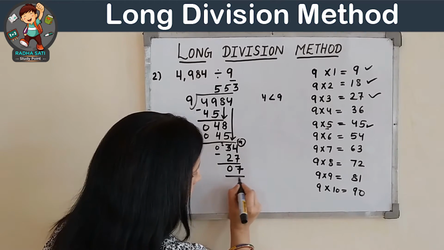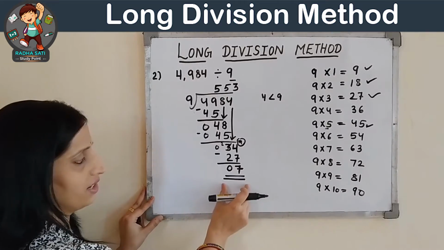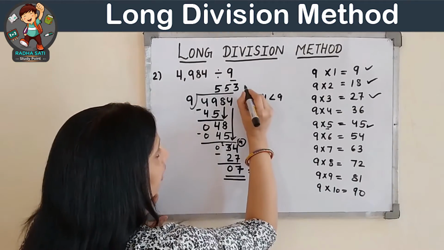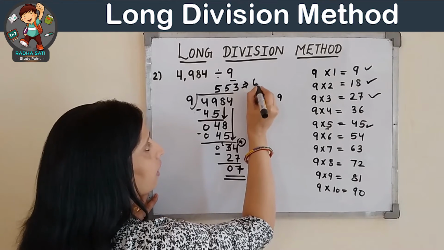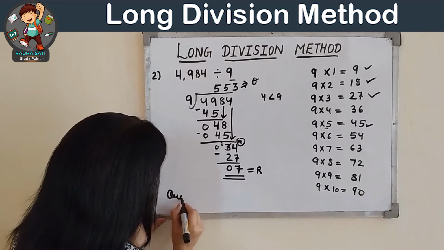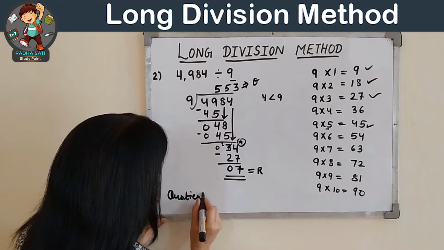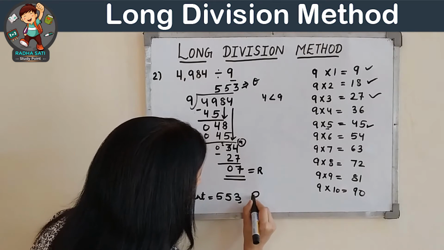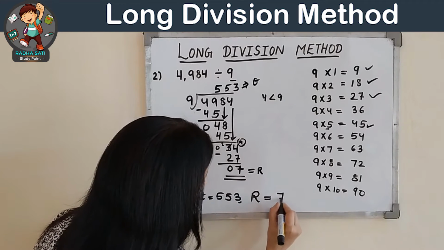This means in this question, this 7 is our remainder and 553 is our quotient. So I am writing quotient is 553 and remainder is 7.